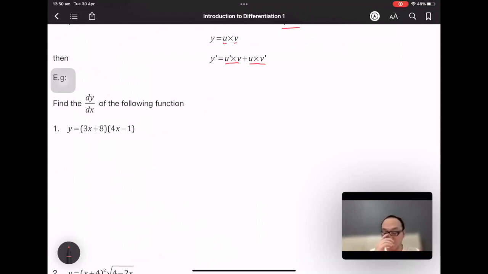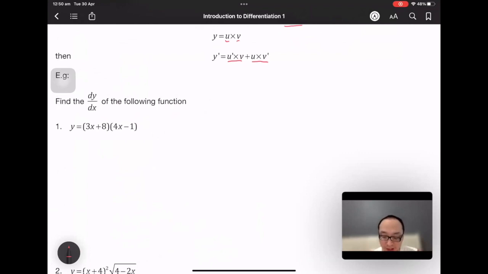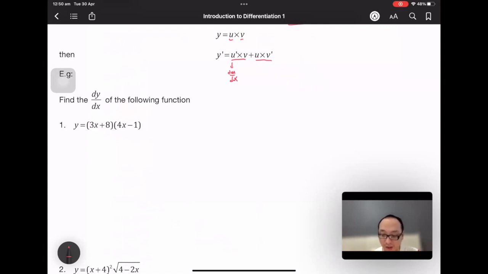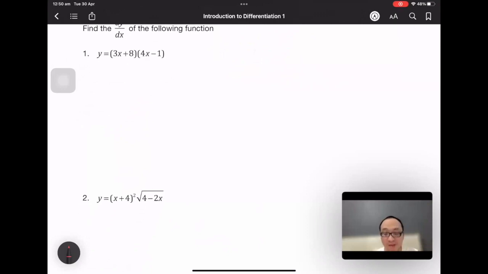Yeah, we derive the u first, multiplied by the v. So this is the du/dx. And then we plus u times the v prime. This is the dv/dx. So we derive it alternately. And then we simplify. For example, like this.